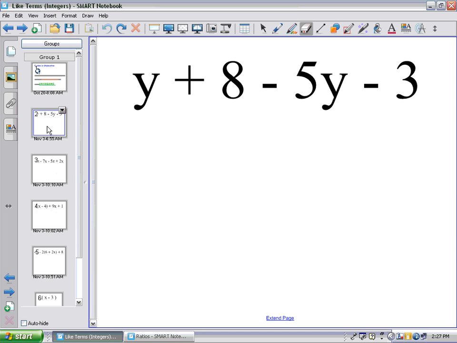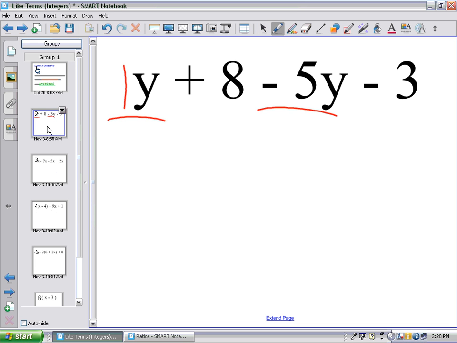Example number 1. Remember our rules from previous units. Anytime you have a variable with no coefficient, meaning no number in front of the letter, make sure that you put a 1 there. Second thing you want to do is take time, digest the problem. Go from left to right, underline terms that are like one another. So now I got a 1y and a negative 5y. So I underline them both. Those are like terms.